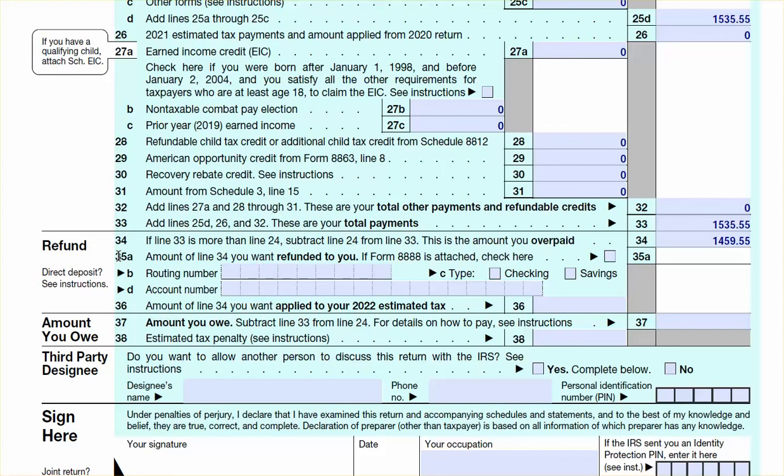In 35A, we indicate how much we want refunded to you rather than being applied to future taxes. We're going to want all of our money refunded. So enter the full amount from line 34. Most people get their tax refund as a direct deposit, meaning the government will put it directly into your bank account. In order to do that, you need information about your account. Please do not enter your actual information, but I'm going to show you how you can find it.